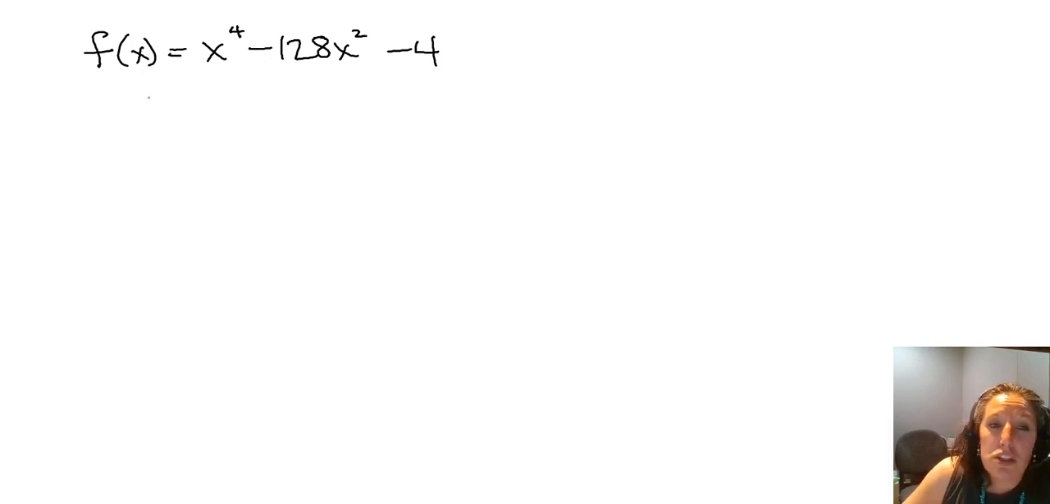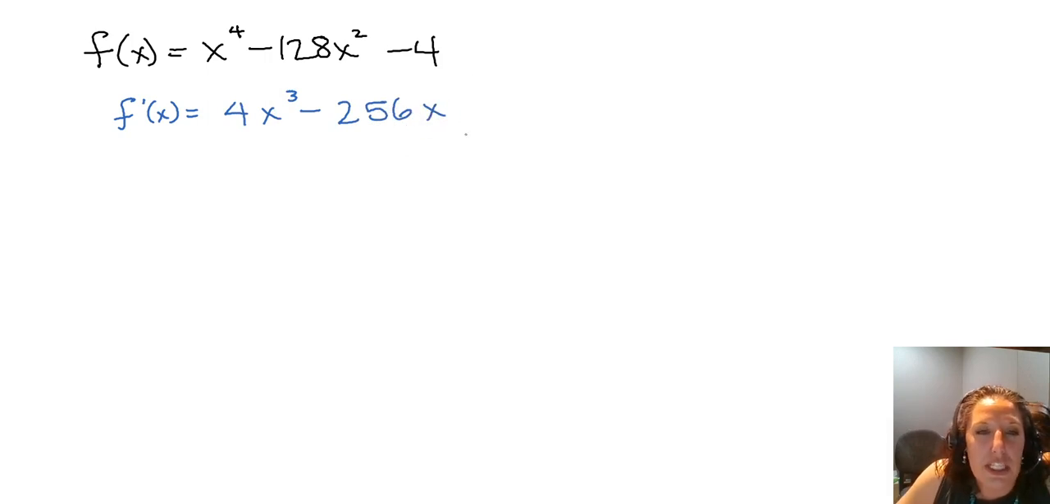So the first thing we need to do is find the critical values, and to do that we need to find the first derivative. So our first derivative of x to the fourth minus 128x squared minus 4 is 4x cubed minus 256x, and then the derivative of -4 is 0.